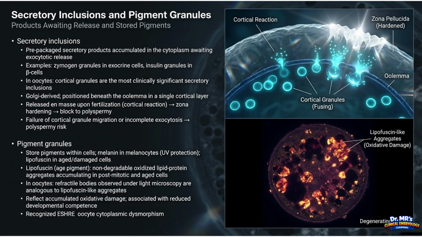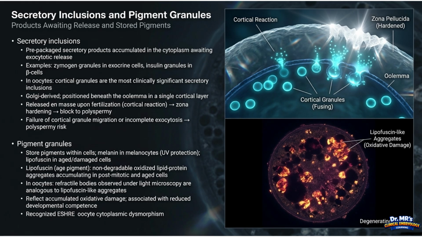In oocytes, the structures visible under light microscopy as refractile bodies, bright, highly refractive inclusions in the cytoplasm, are analogous to lipofuscin-like aggregates. They reflect accumulated oxidative damage to cytoplasmic components, and their presence is associated with reduced developmental competence.